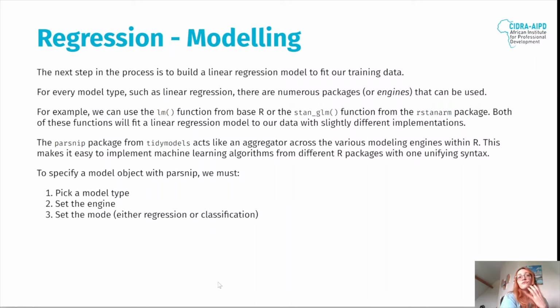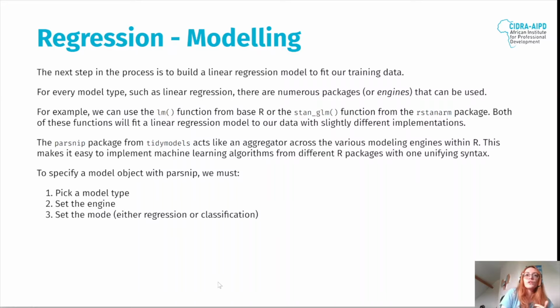So for every model type, for example, linear regression, we have so many R packages, or what we call engines, that can be used. For example, the lm function is a base R function, so that is already inbuilt. You don't need to install any library to have access to that function. lm is what we call an engine that will do a linear regression for you. But you can also have a linear regression from other packages.